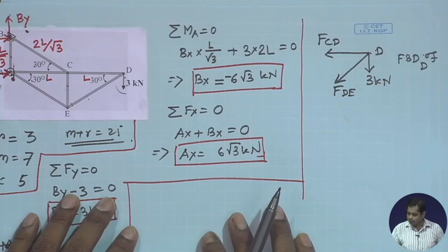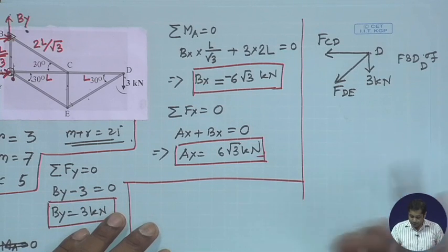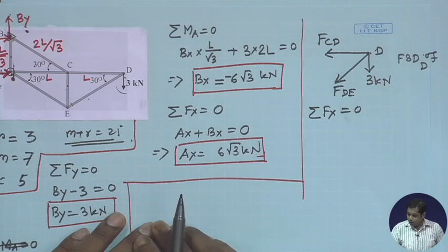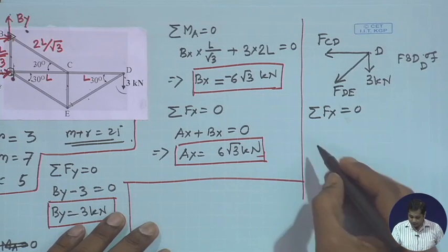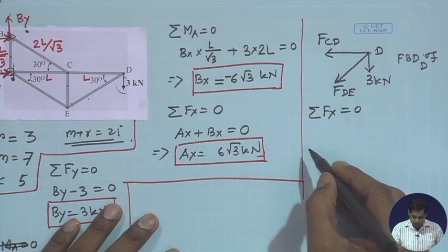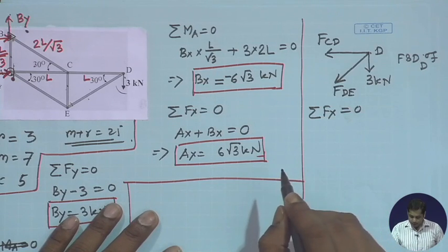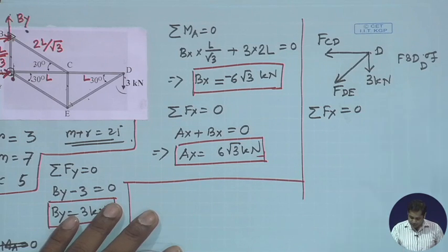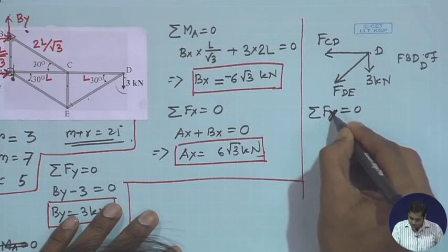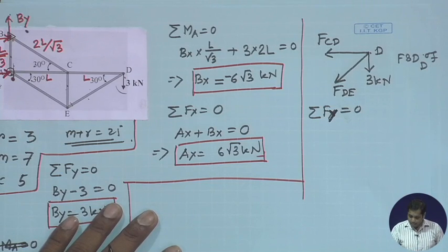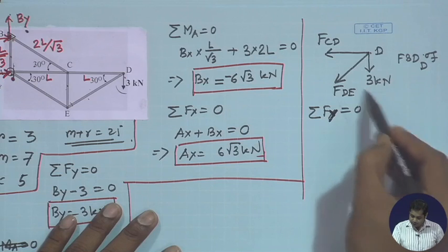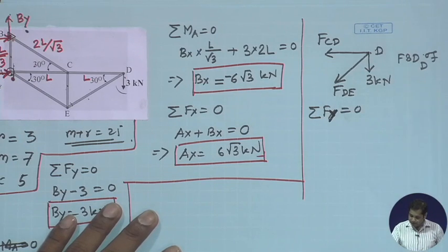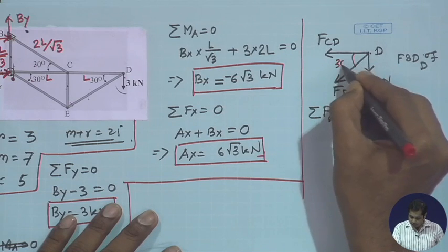Okay. Now, take summation of forces in x direction is equal to 0. What it gives that, or take summation of forces in y direction is equal to 0 first. Y direction is equal to 0. Then it gives y direction component as 3 kilonewton and the component of FD, this angle is 30 degree.